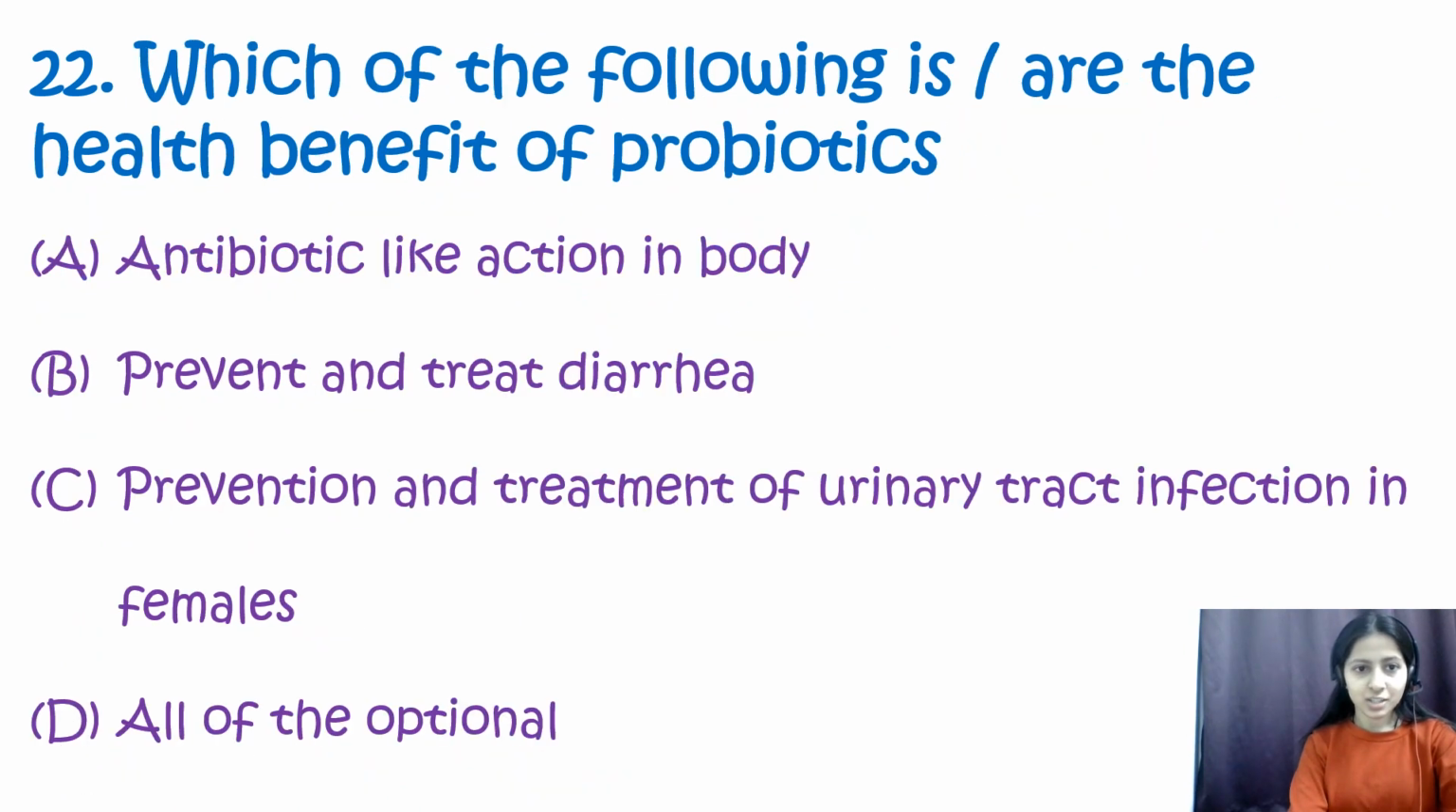22. Which of the following are the health benefits of probiotics? A, antibiotic like actions in body. B, prevents and treats diarrhea. C, prevention and treatment of urinary tract infections in females. And D, all of the options. So the benefits of probiotics cover all these 3 points, that is the option number D, that all of the options are correct.